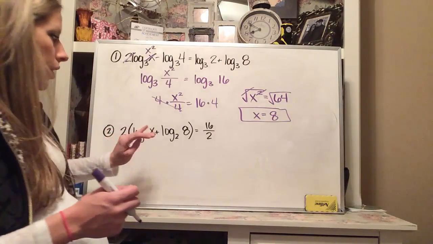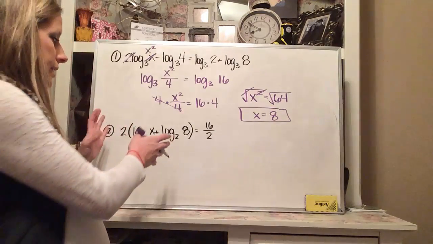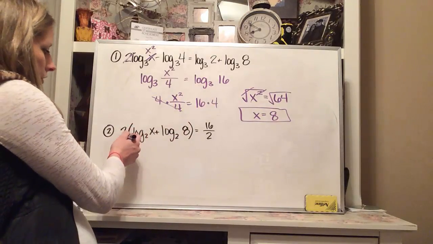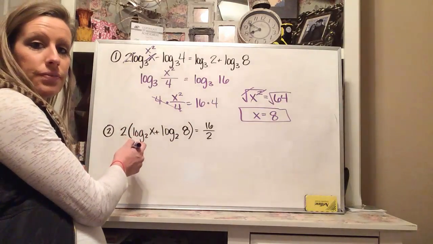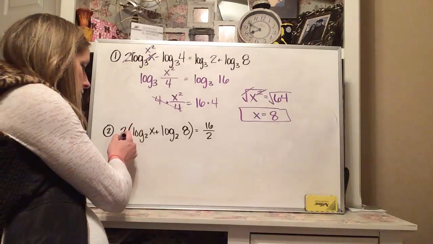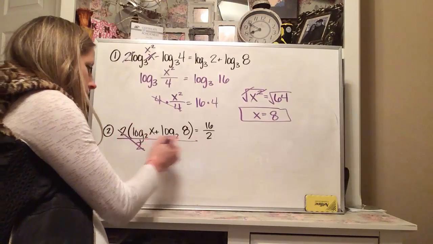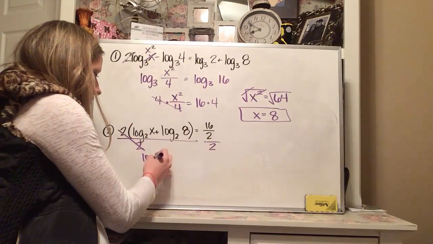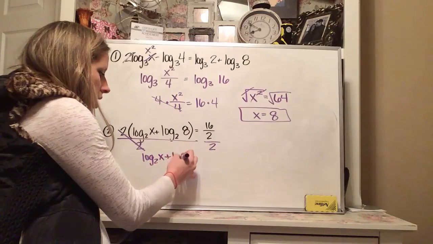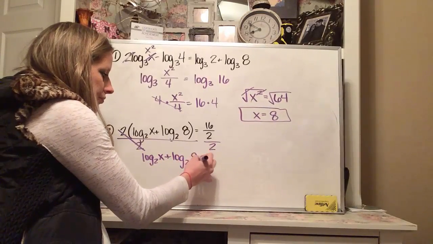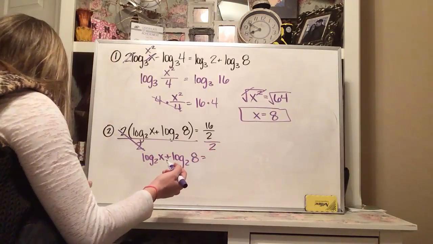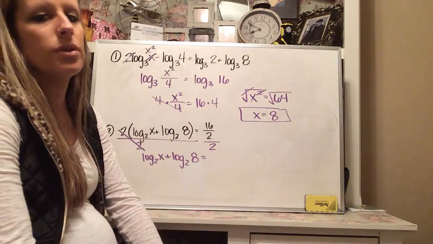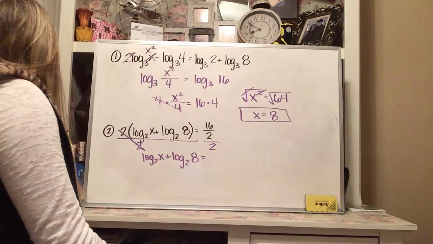Alright, so what we need to do is condense this left side. First thing we need to do is get rid of this 2. The opposite of multiplying by 2 would be divide by 2. So we get log base 2 of x plus log base 2 of 8 equals 16 over 2, divided by 2.